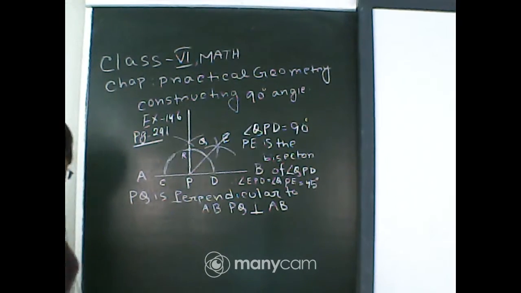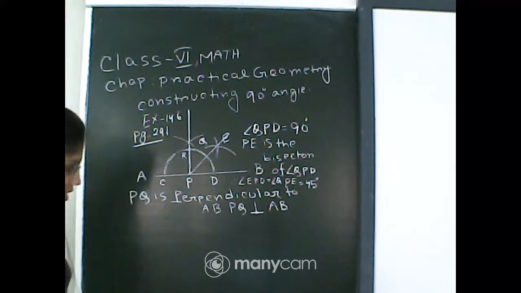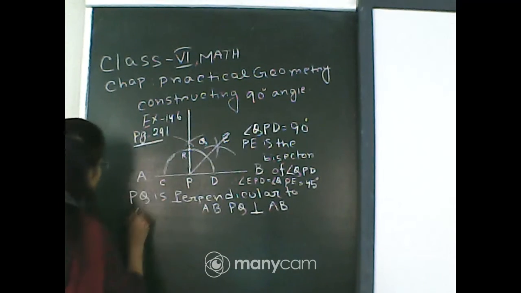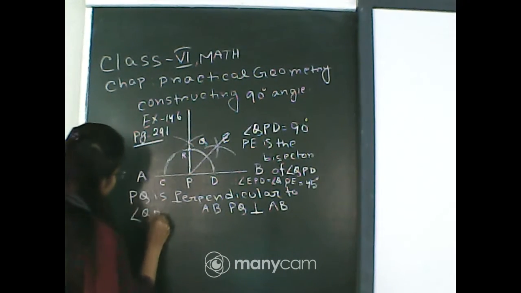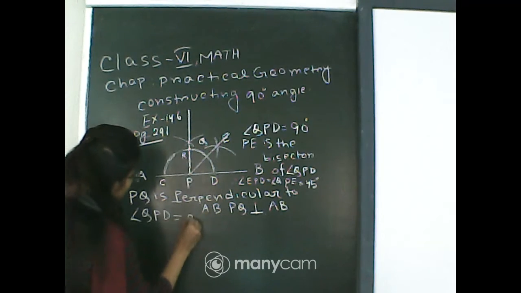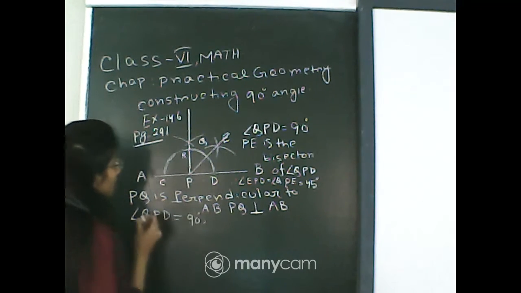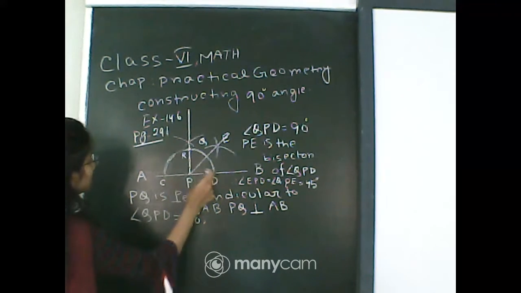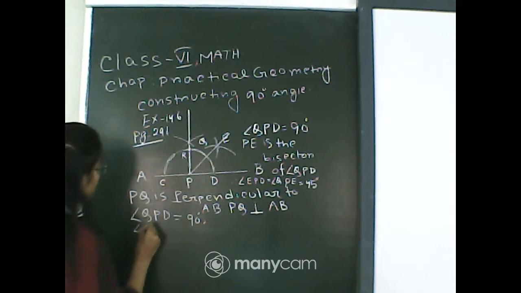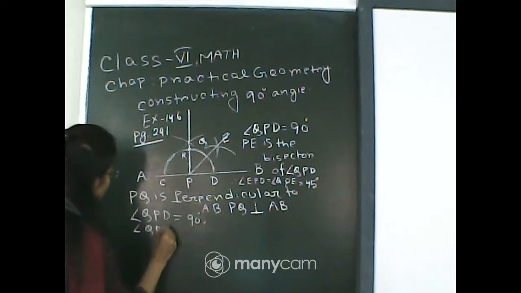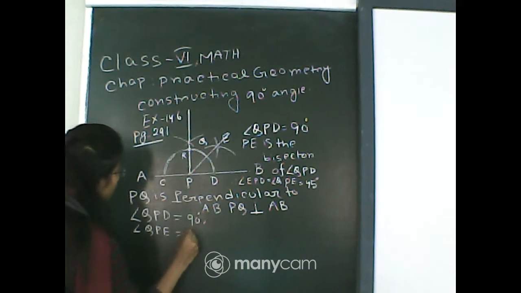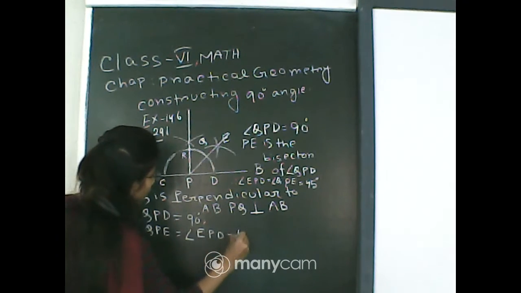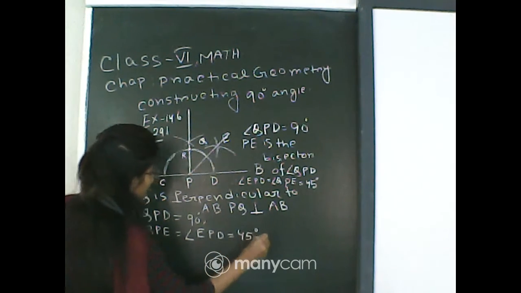Okay. Here again I write it, angle QPD is equal to 90 degree. Since PE is the bisector of angle QPD, so angle QPE is equal to angle EPD is equal to 45 degree. Okay.